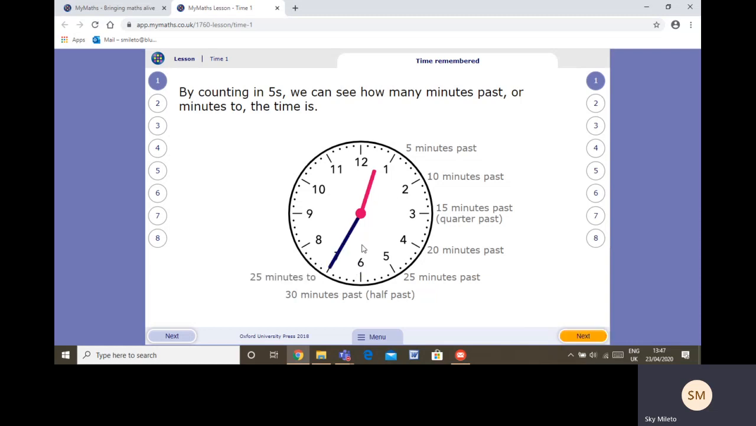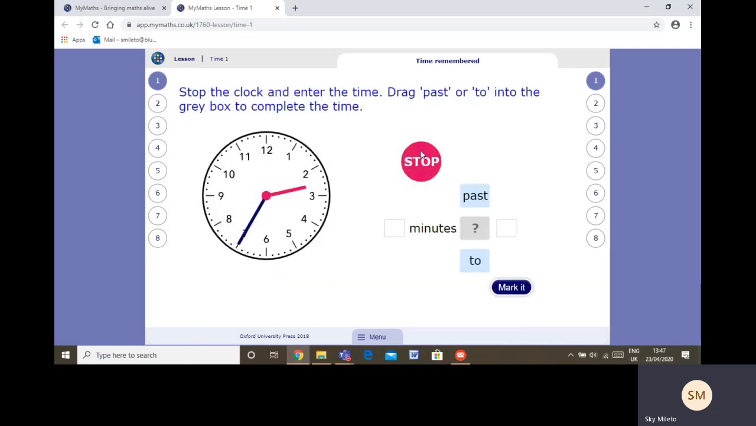Nope, 25 to 2. If you look at the left-hand side of the clock, remember it changes. It's past until half past, and it's 2 after the 6. 25 minutes to, 20 to, quarter to, 10 to, 5 to, and back to o'clock. So we can see here we've got 5, 10, 15, 20, 25, 30, 35 minutes past. I can see it's between the 2 and the 3, past 2.